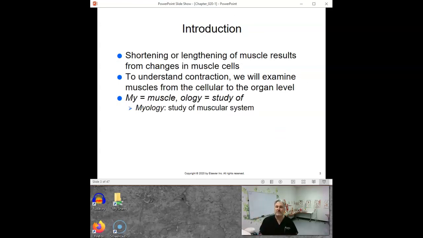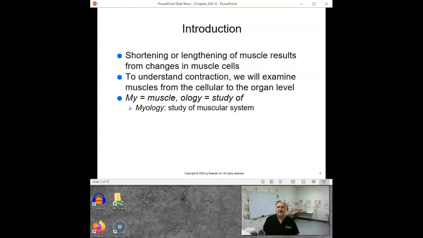Just some important prefixes, suffixes, or root words to know. My, as in myo, means muscle. So when you see myology, it's the study of muscle, because ology means study of. But the reason I'm telling you about myo is you're going to see it a lot, like myofascial therapist. That just means muscular fascial therapist. Trust me, everybody should be a myofascial therapist. Are you working with muscles and fascia? Yeah, you're a myofascial therapist.